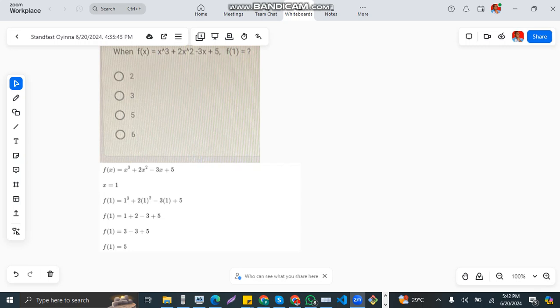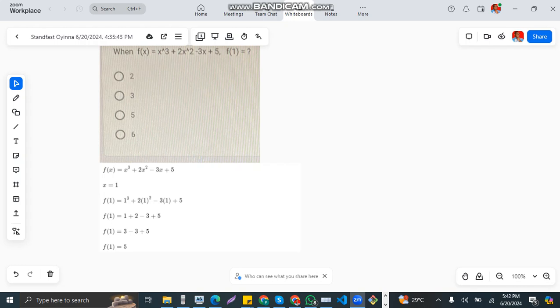Then I simplified this. So if you go down further, you have f of 1 is equal to 1 raised to the power of 3 is 1, and 1 raised to the power of 2 is 1. 1 times 2 is 2. That's why you have 1 plus 2 here. Of course, 3 times 1 is 3. You put in the minus sign, so minus 3. Then the plus 5 comes down.